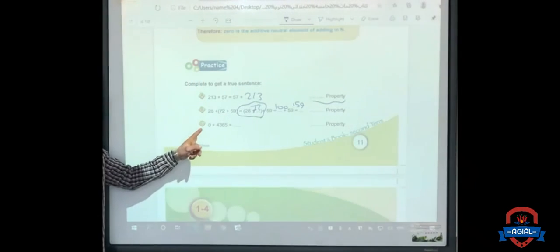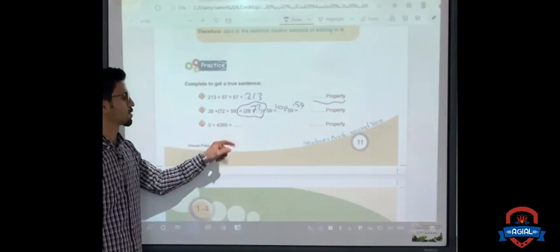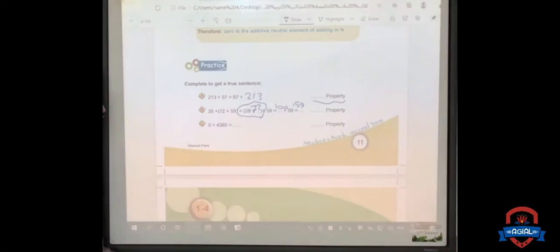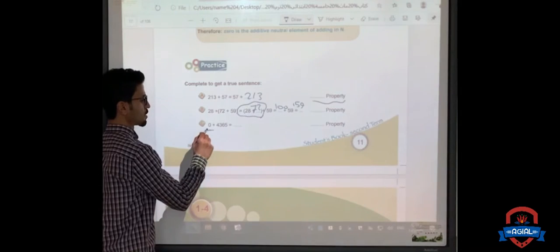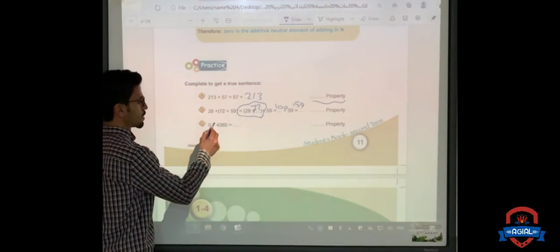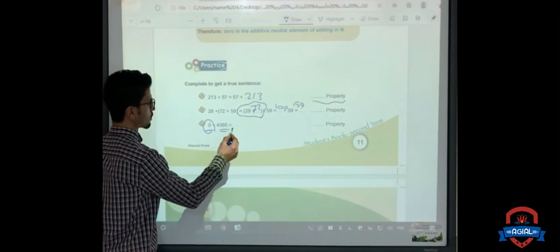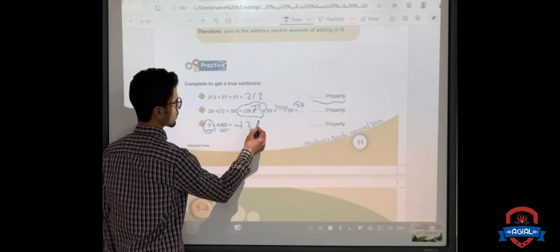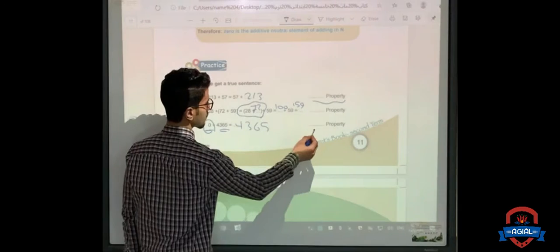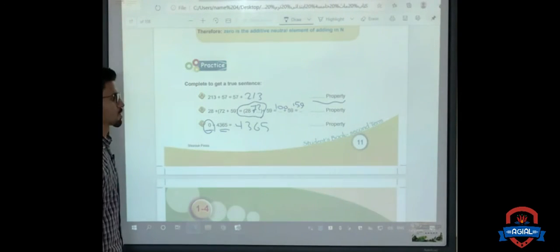And in letter C, we have 0 plus 4,365, and 0 is called the neutral additive. The neutral additive plus any number equals the same number. So we have 4,365, and this property is called the neutral additive.